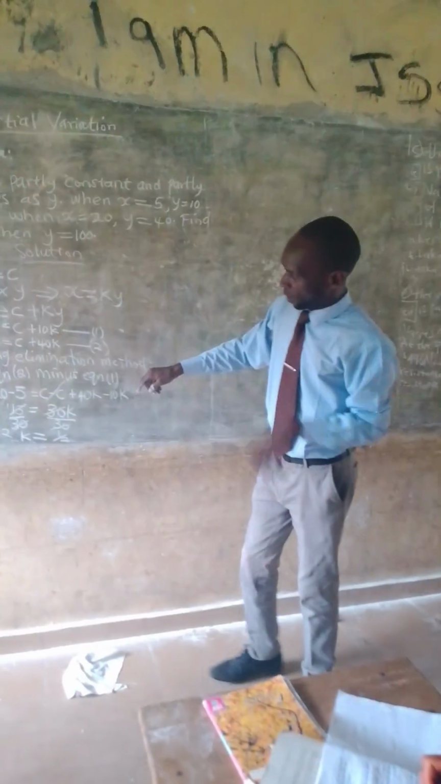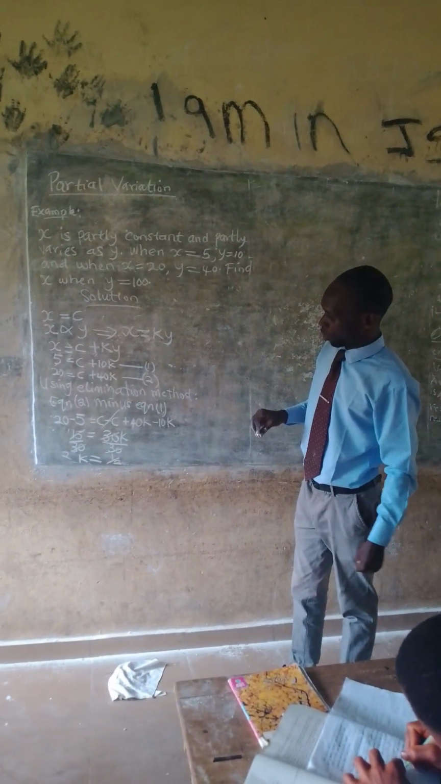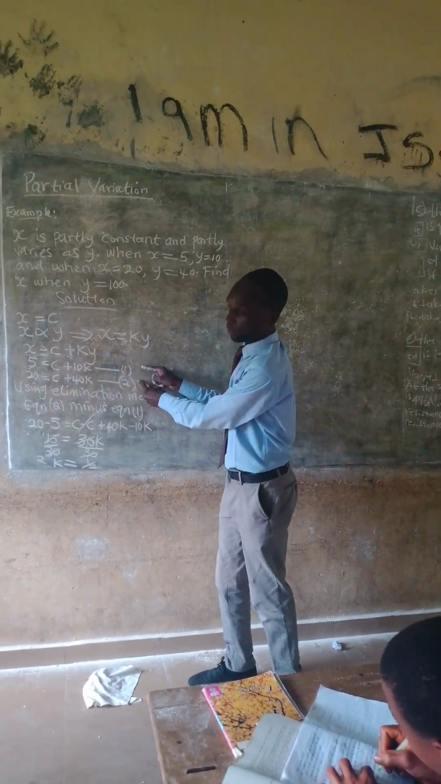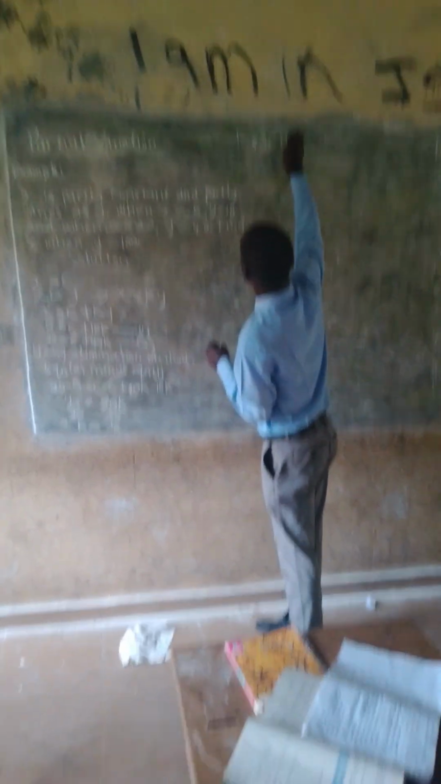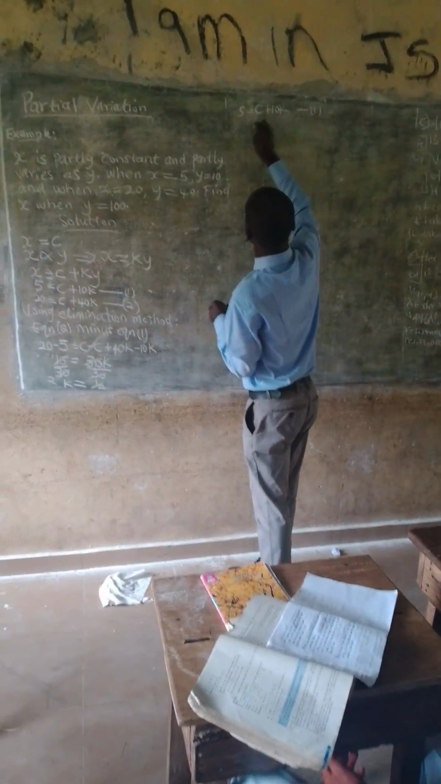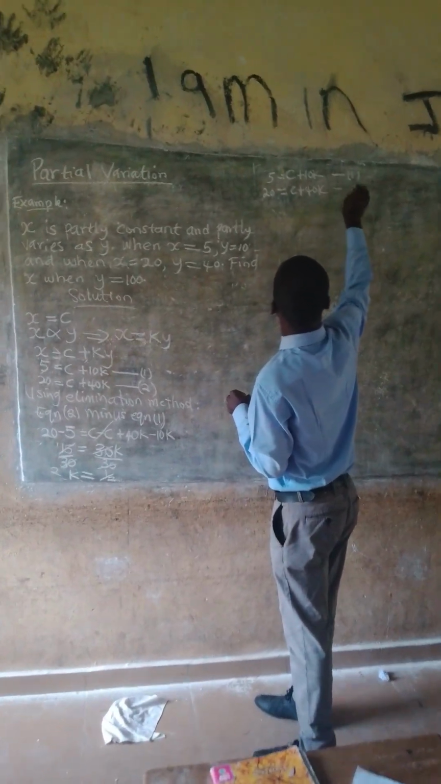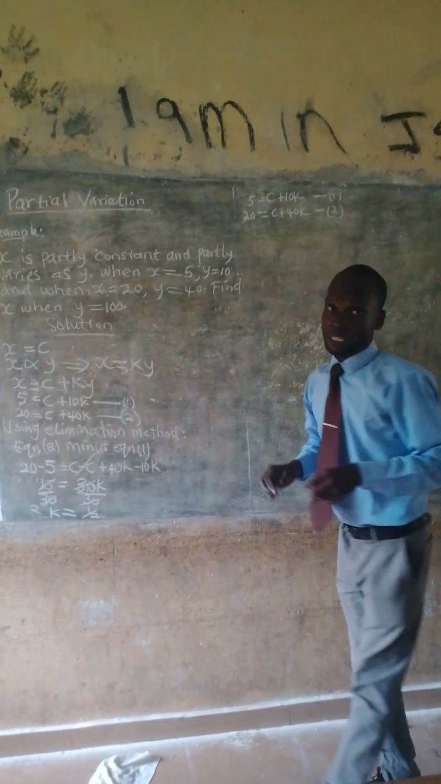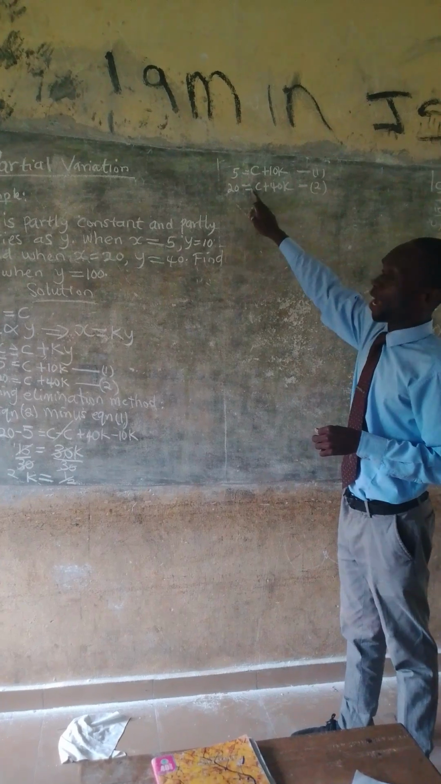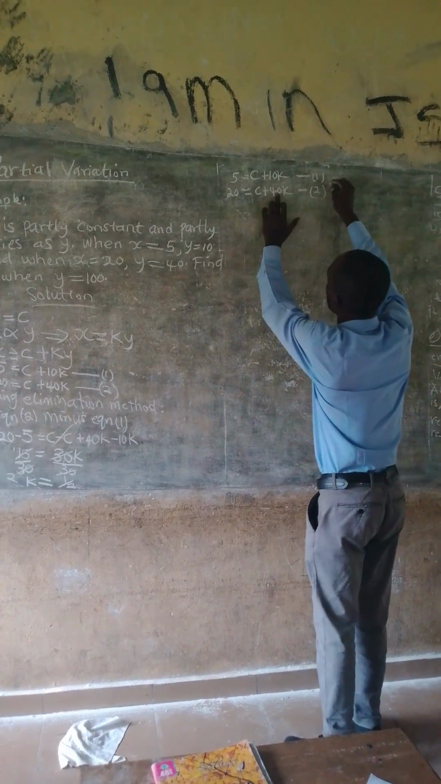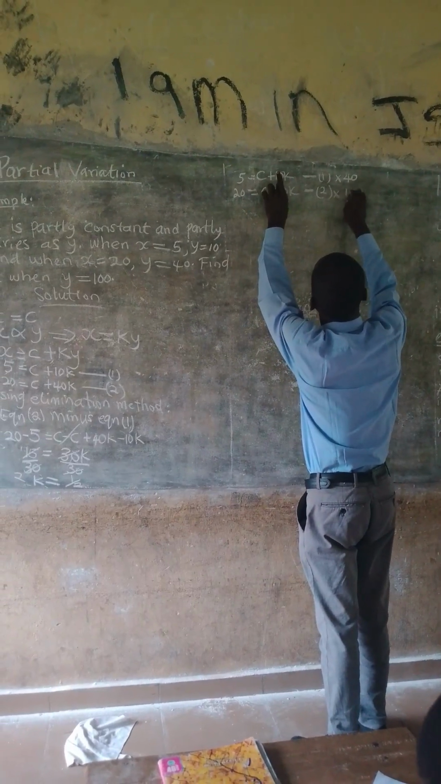Now, let us now solve for c. To solve for c, let's go back to the two equations again. 5 equal to c plus 10k and 20 equal to c plus 40k. Now we want to eliminate k to find c. So we now multiply equation 1 by this 40 and multiply equation 2 by this 10.